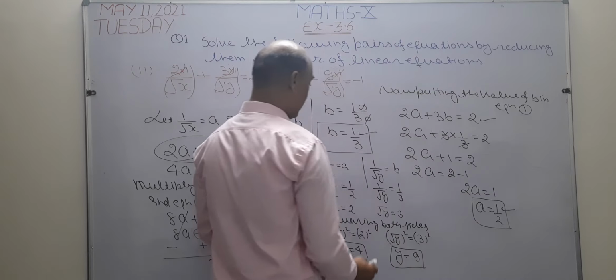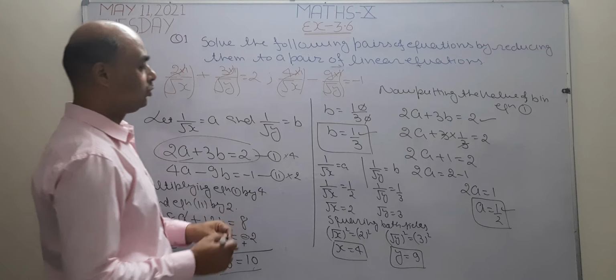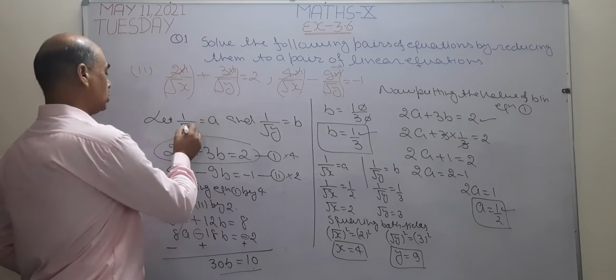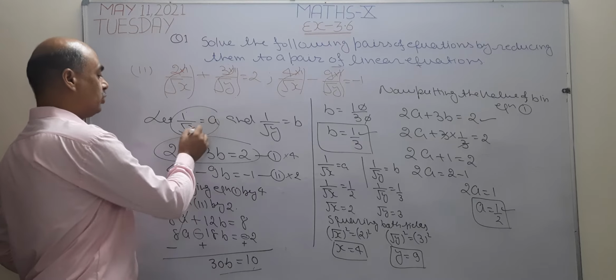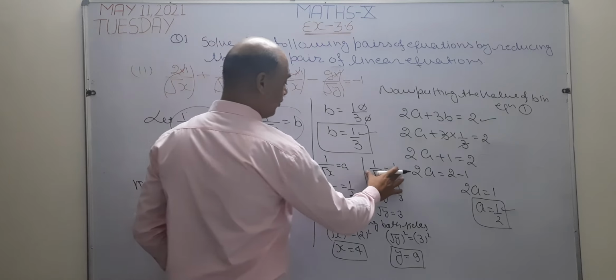Now we have the value of a and b. But in this question we have to find the value of x and y. So I am going to substitute these two values in the original equation. In the original equation, I supposed 1 by root x equal to a, so I write here 1 by root x equal to a. 1 by root y equal to b, so I write here 1 by root y equal to b.